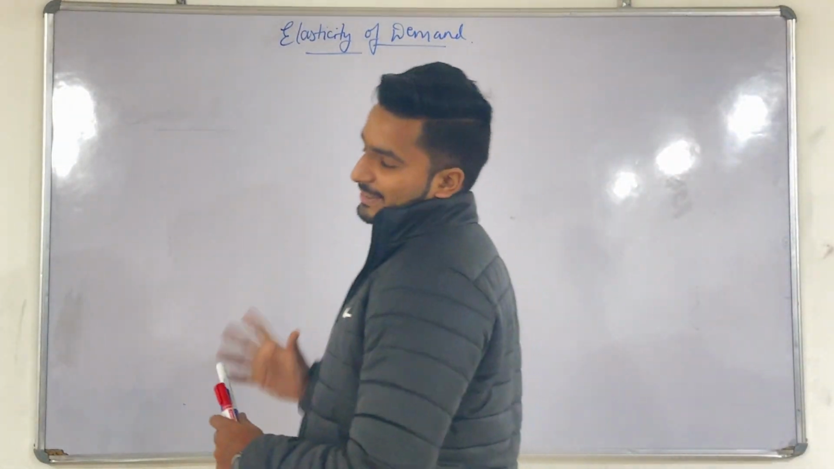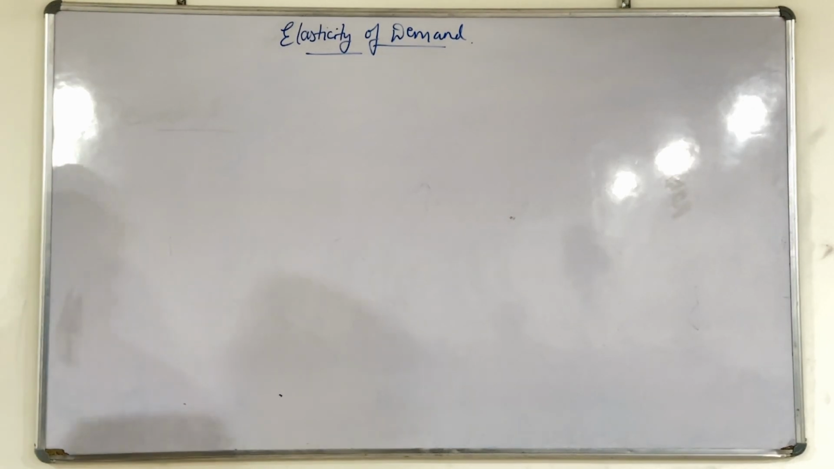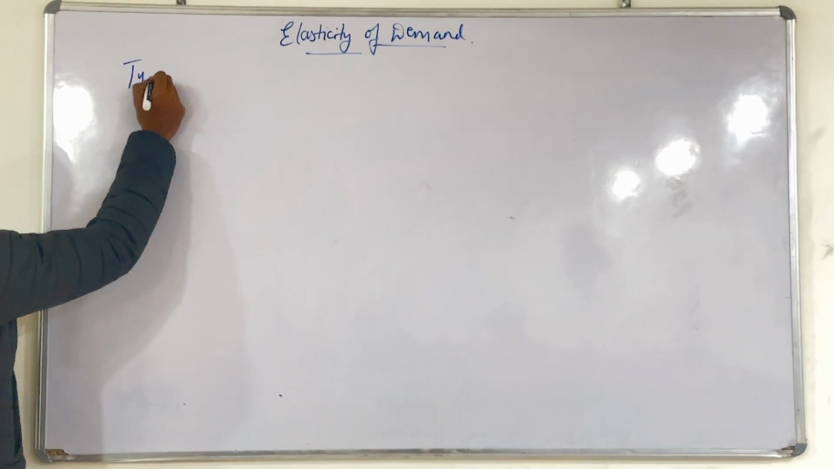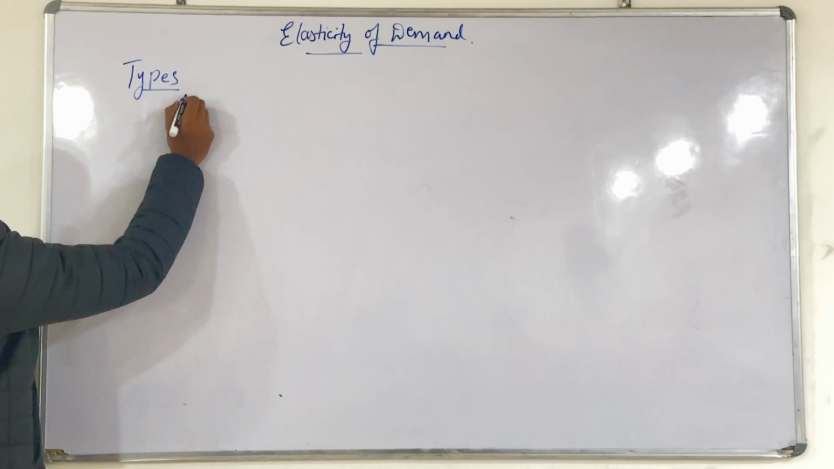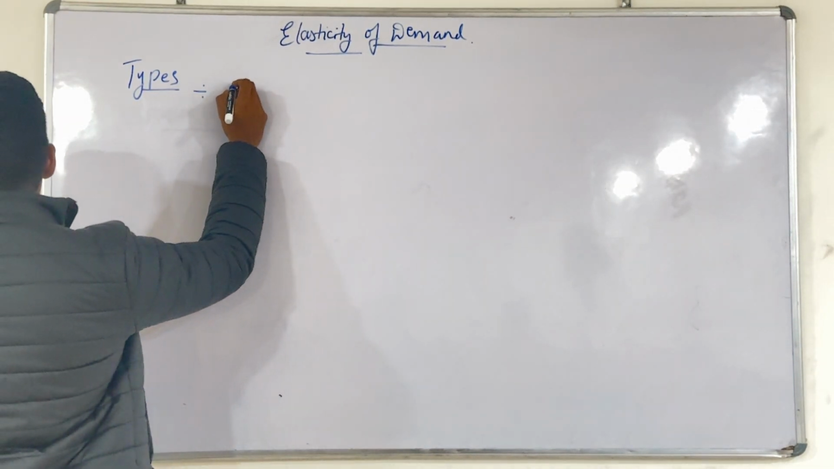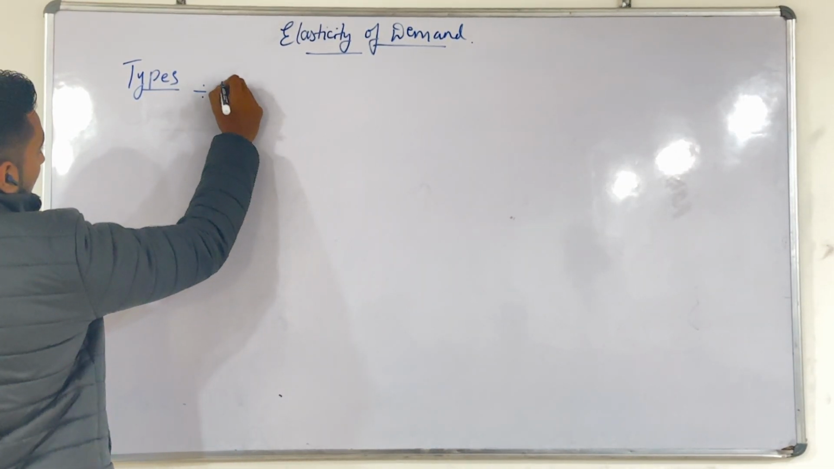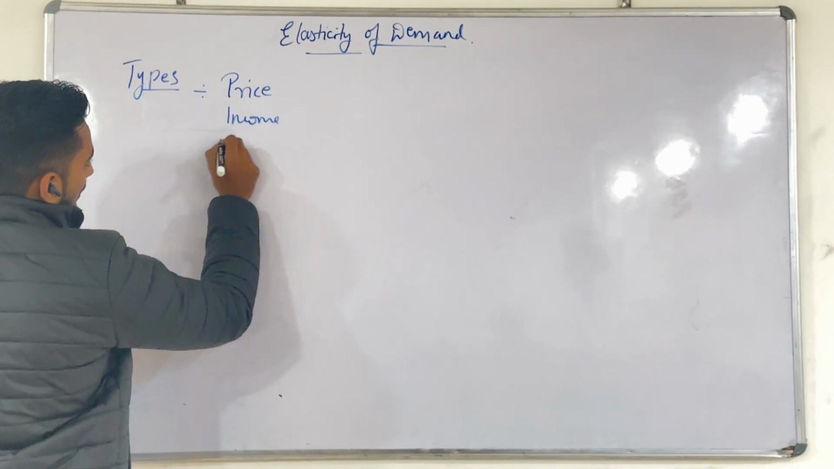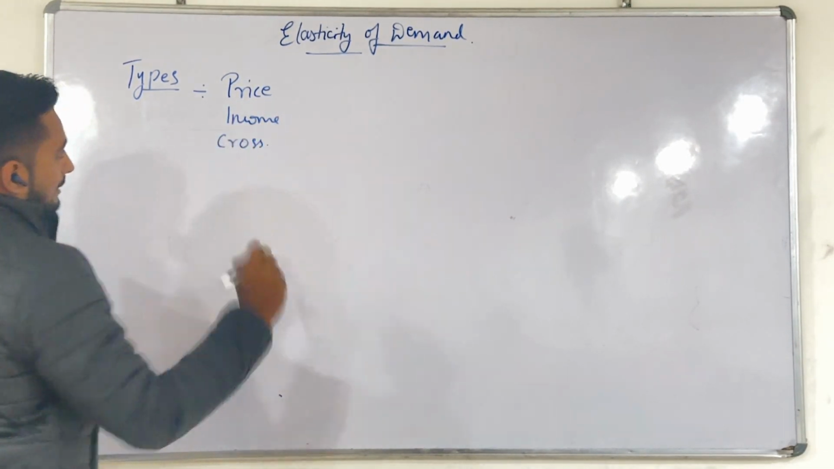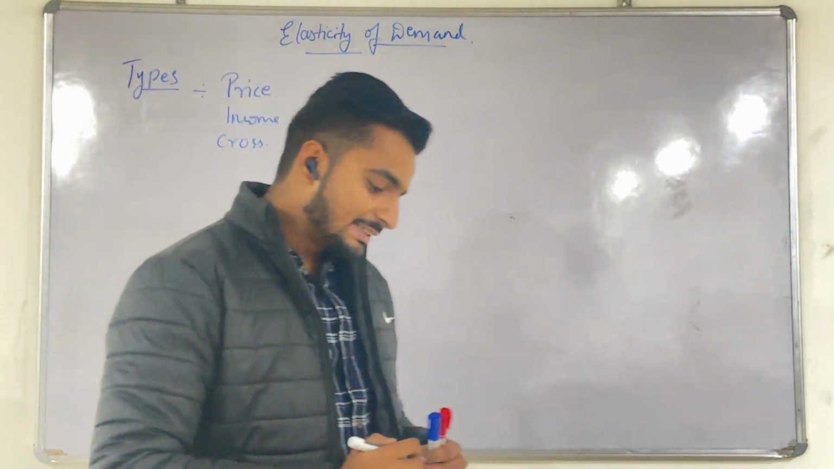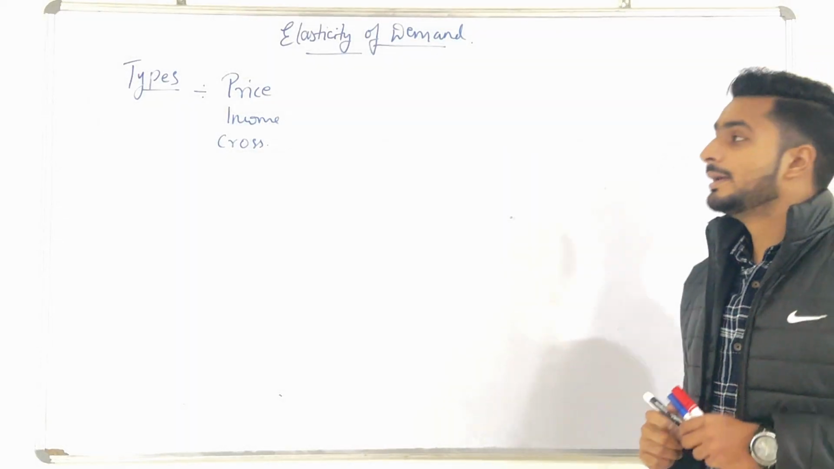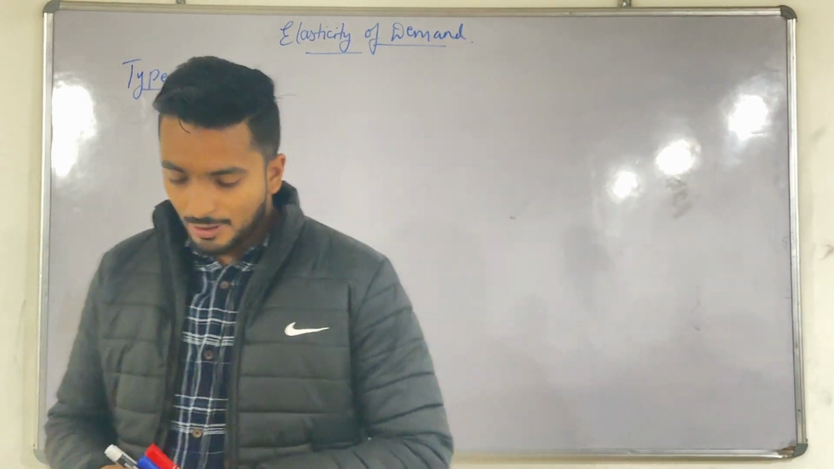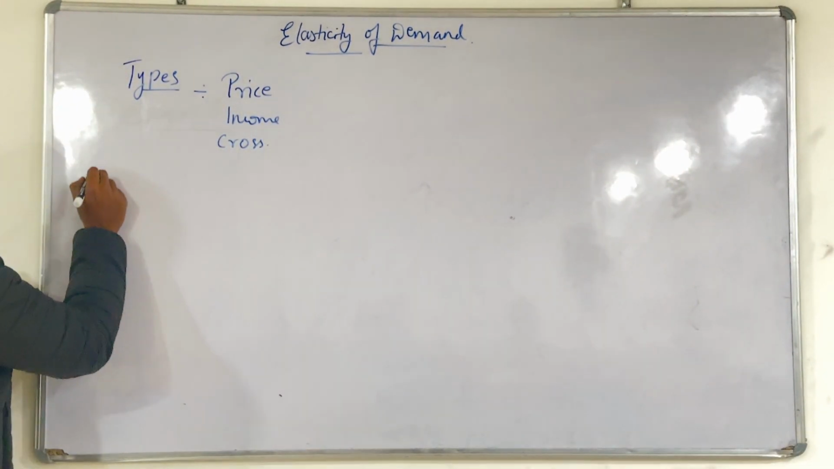Let's start with elasticity of demand. First of all, there are three types of elasticity: price, income, and cross. The three types of elasticity are price elasticity of demand, income elasticity of demand, and cross elasticity of demand. First type is price elasticity.